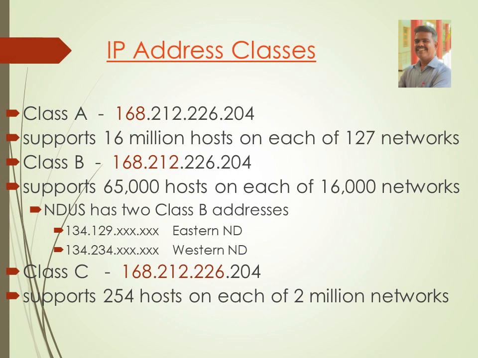If the first octet value is between the range 224 to 239, it is classified as class D IP address. If the first octet value is between 240 to 255, then it is classified as class E type of IP address. Class A type of IP address supports 16 million hosts on each of 127 networks. Class B supports 65,000 hosts on each of 16,000 networks. Class C supports 254 hosts on each of 2 million networks.